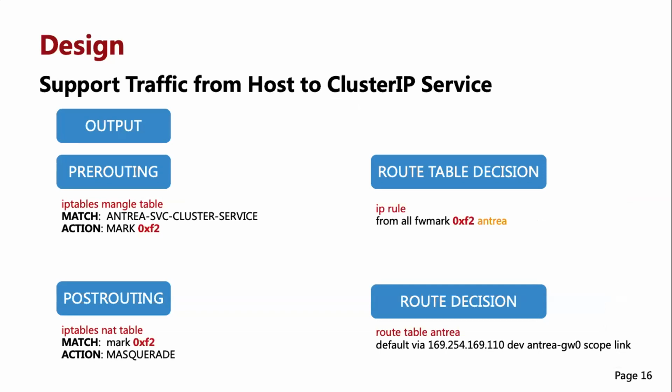In summary, we can see that first, the traffic is marked in mangle table. Second, with an IP rule, the traffic will be routed in a specific routing table, not the default routing table. Third, the specific routing table has only one special default route. The traffic is routed to entry GW0 by this route item. Fourth, the packets are masqueraded in that table with entry GW0.